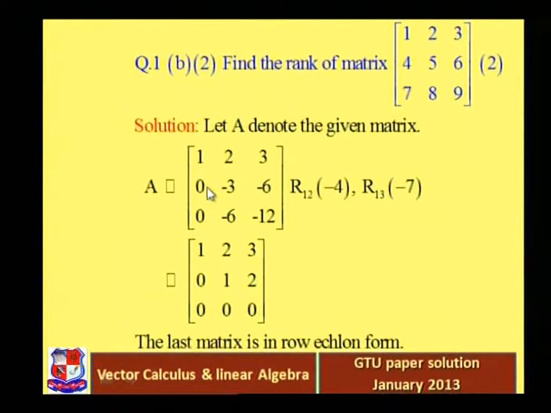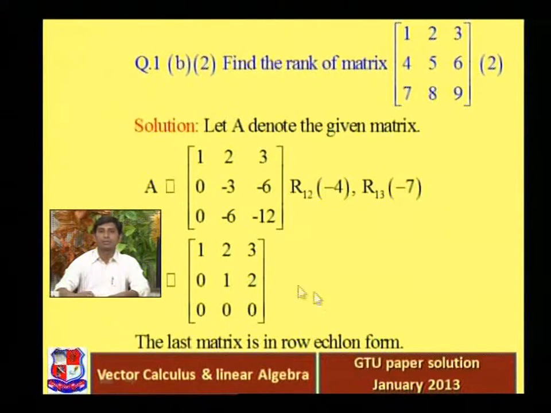Now you can see the second row. This is our leading entry, below the leading entry we have 0. In the second row this is our leading entry and we need to make 0 below it, right? So that's why we multiply the second row with minus 2 and add into the third row. Just write down here R23 minus 2, that was missing here. So the first row is as it is, 1 2 3, and the second row we multiply with minus 1 by 3, so you will get 0 1 2.